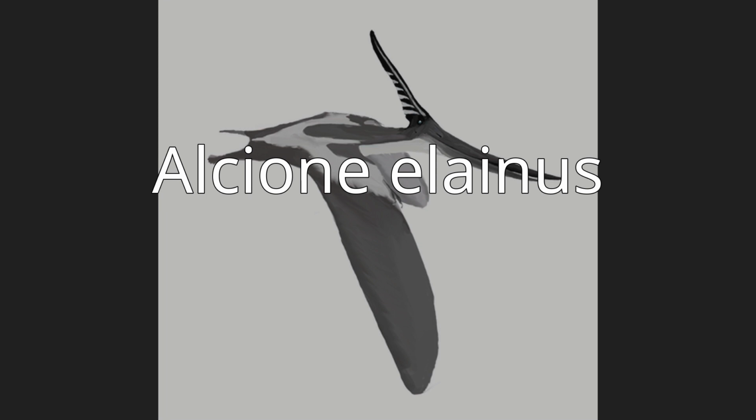Alcione elainus. Alcione is a genus of nyctosaurid pterosaur from the Ouled Abdoun Basin of Morocco, dating back to the Maastrichtian stage of the Late Cretaceous period. Only one species, A. elainus, is known. This pterosaur lived in a marine environment alongside several other pterosaurs, including the nyctosaurids Simurghia and Barbaridactylus.